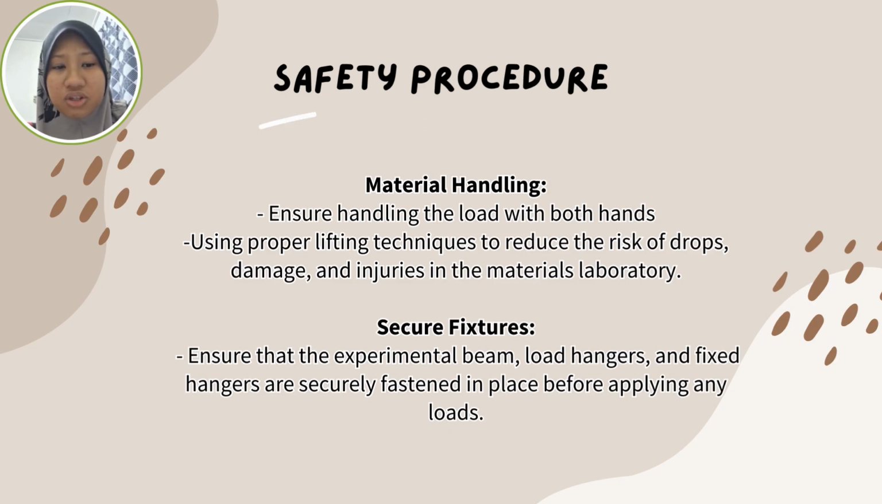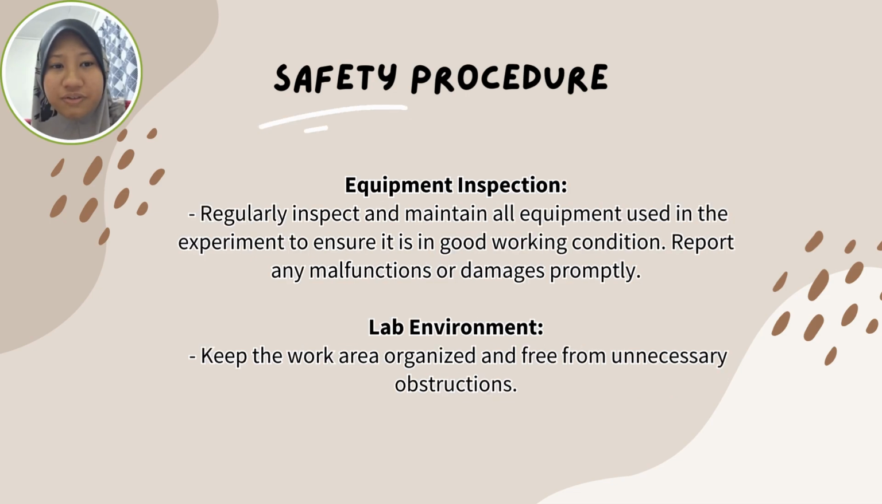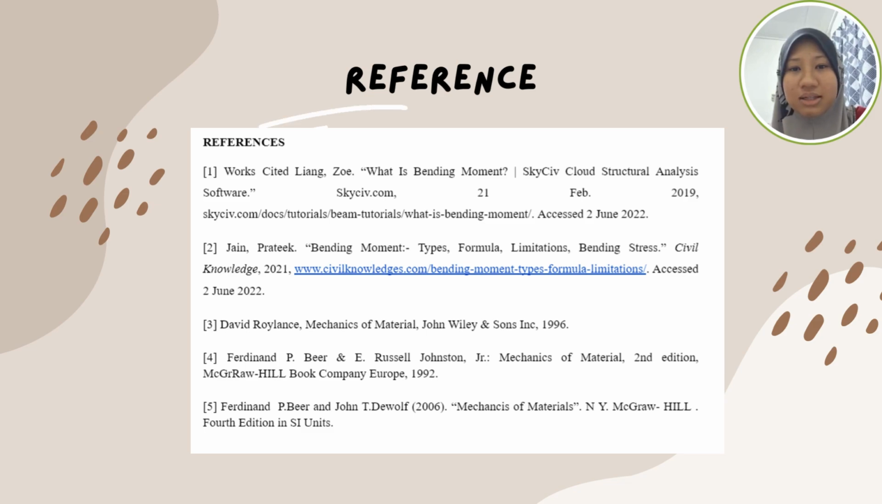Fourth, secure fixture. Ensure that the experiment beam, load hanger, and fixed hanger are securely fastened in place before applying any loads. Fifth, equipment inspection. Regularly inspect and maintain all equipment used in the experiment to ensure it is in good working condition. Report any malfunction or damage promptly. Lab environment. Keep the work area organized and free from unnecessary obstruction. This is the reference that we use in this experiment.